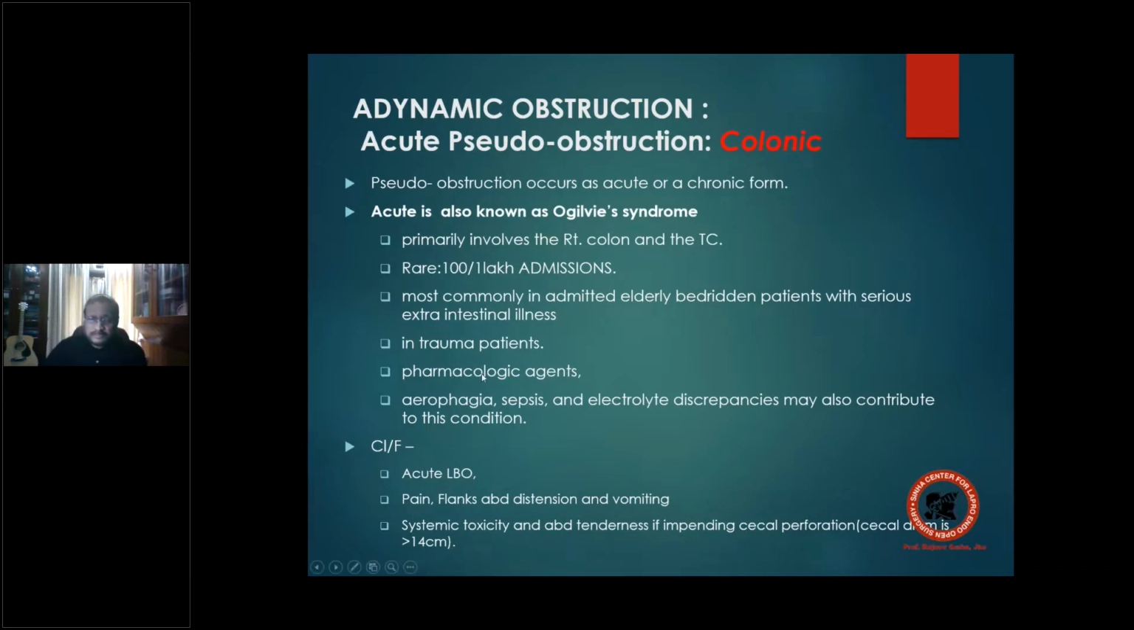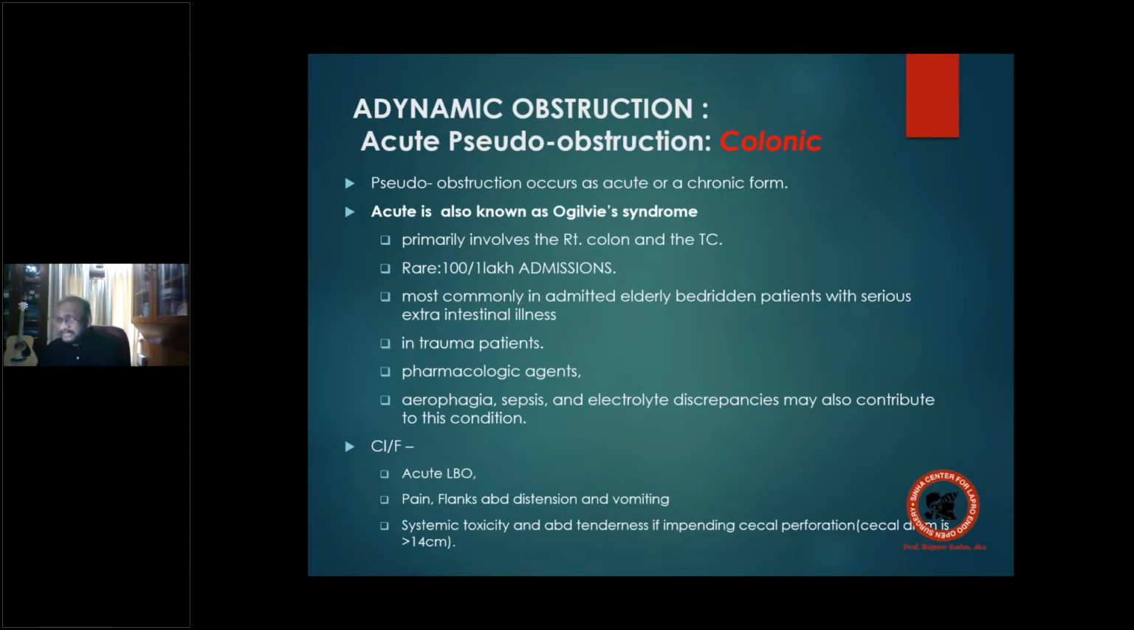You can have sepsis, and electrolyte discrepancy may also contribute to this condition. Clinical features: acute large bowel obstruction, pain, flank and abdominal distension, and vomiting, which is not there in paralytic ileus. It will be there in acute pseudo-obstruction. Systemic toxicity and cecal tenderness, if there is impending cecal perforation, will not be there in paralytic ileus, but would be there in acute colonic pseudo-obstruction or Ogilvie syndrome.